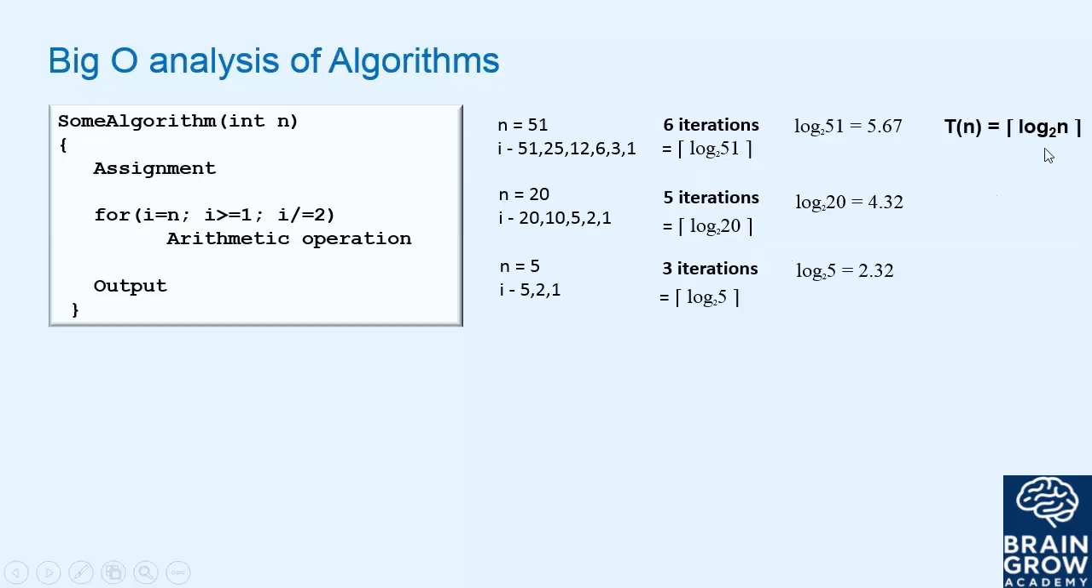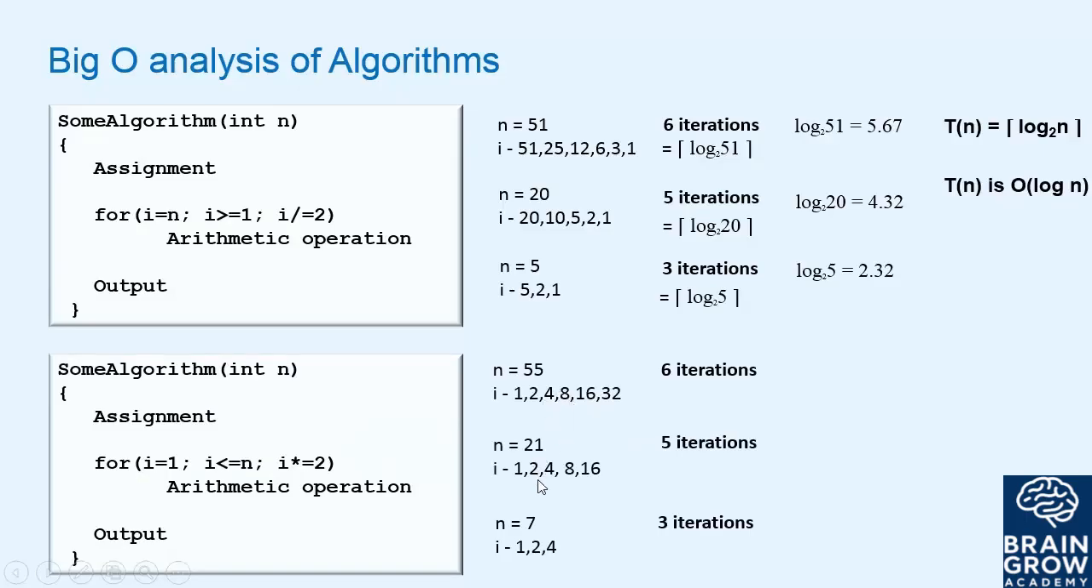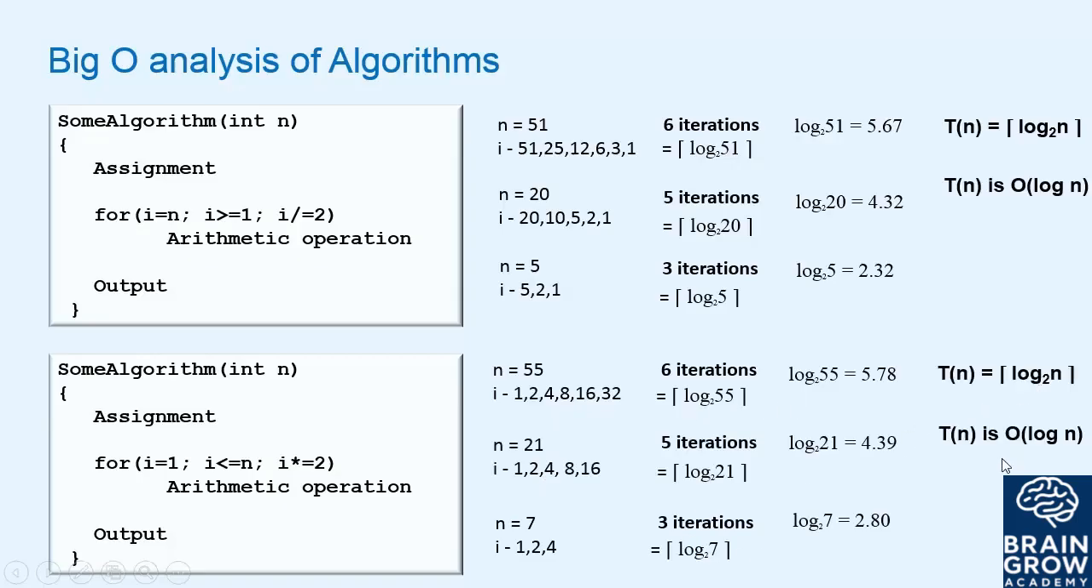So time complexity is this, and we have seen that there is no need to specify the base of the logarithm in big O. So we can say that this algorithm is of order log n. Now in this loop, the control variable is multiplied by 2 in each iteration. For these values of n, these are the number of iterations. And this number is again given by ceiling of log base 2 n. So time complexity is this, and this is again of order log n.